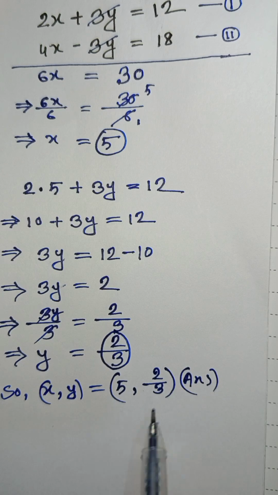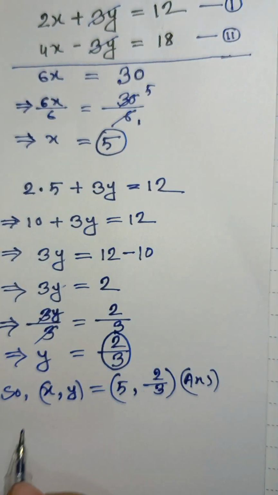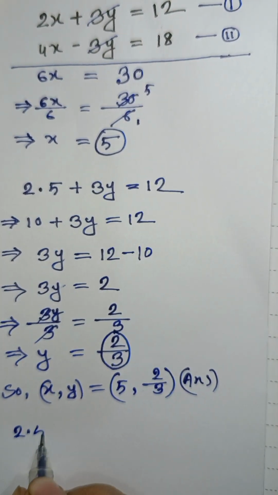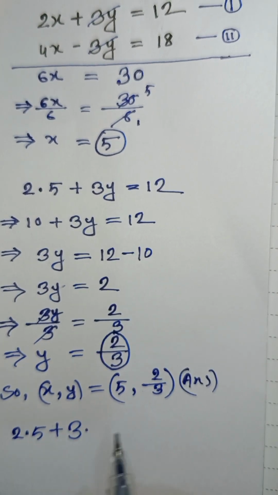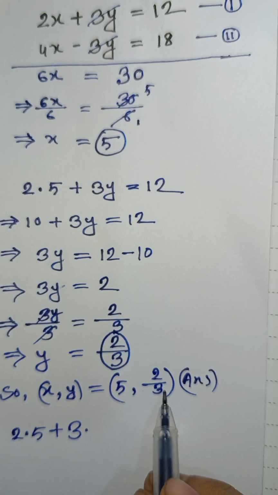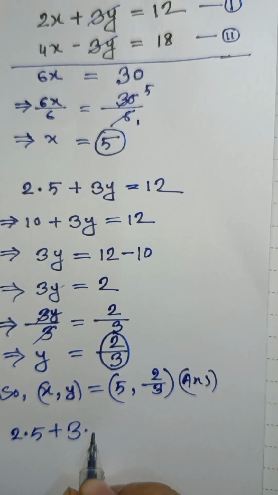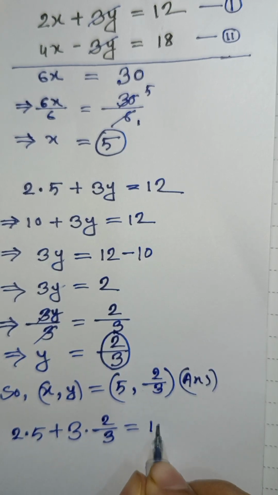Okay, let's verify these values by substituting in equation number 1. x equals 5, so 2 times 5 plus 3 times, as y equals 2/3, so 3 times 2 divided by 3 equals 12.